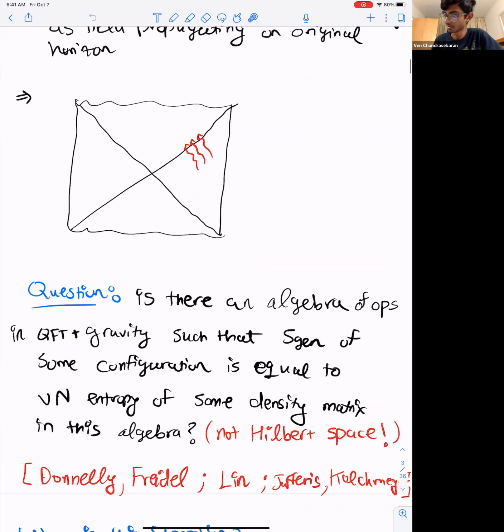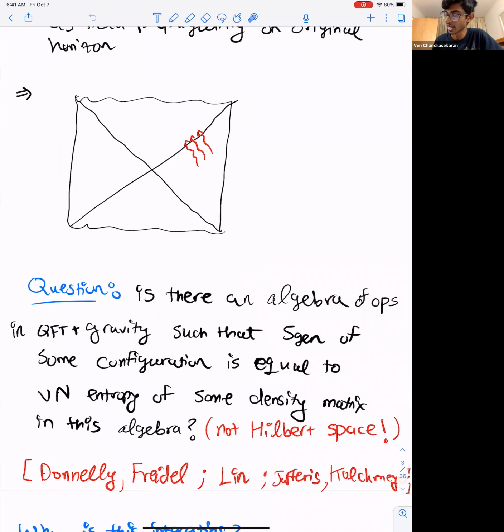And I'm specifically using algebra of operators here as opposed to Hilbert space for reasons that will be clearer later. I'll be able to give you an answer to this question in a definitive way for an algebra of operators, but I won't be able to give you a Hilbert space. But the reason for that will become apparent.